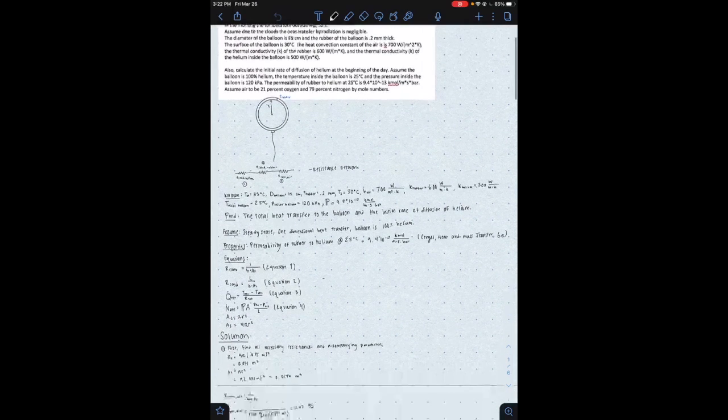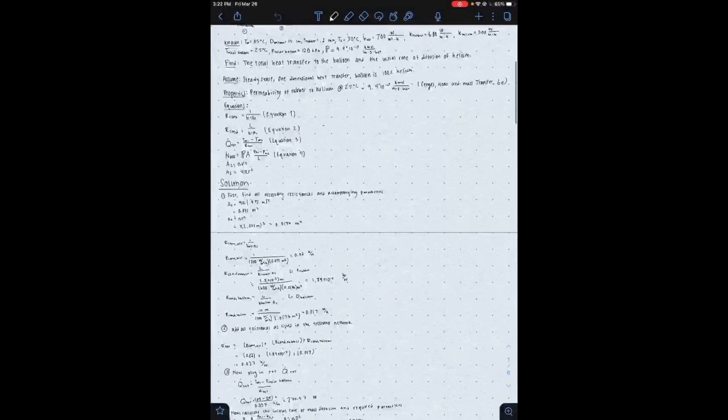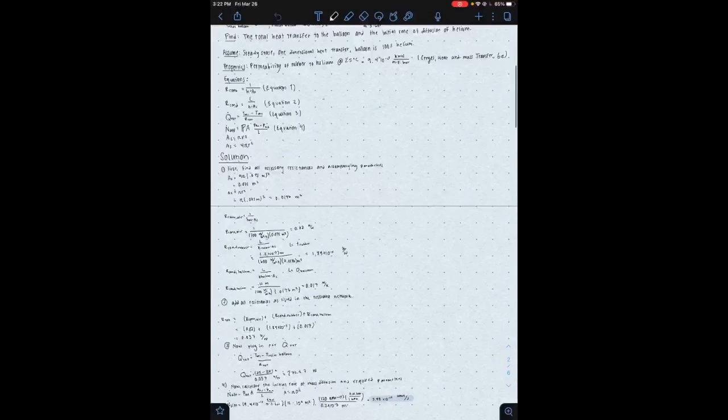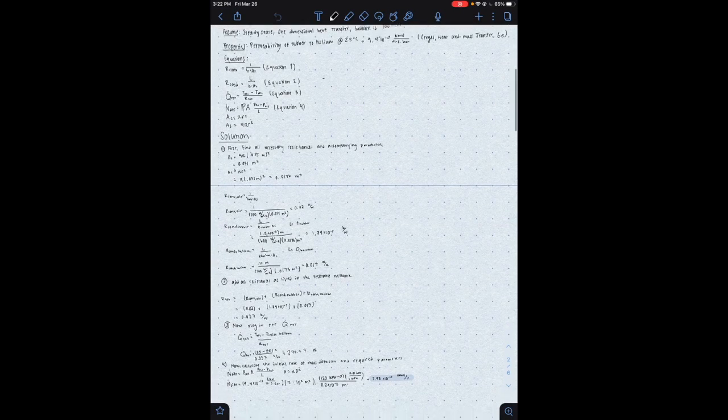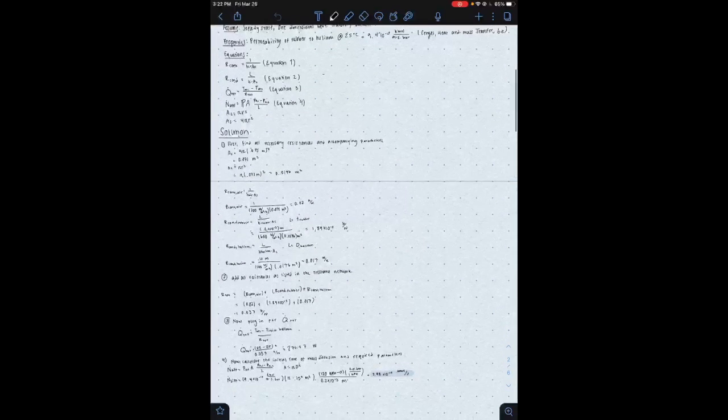Once I know these values, I can plug them into equation 3, the Q total equation, to find the total value for the heat transfer, which is 270.27 watts. Now in the second part, you just use equation 4 and the parameters given to plug into the equation, and I got a final answer for the initial rate of mass diffusion of helium as 3.98 times 10 to the negative 10 kmols per second.